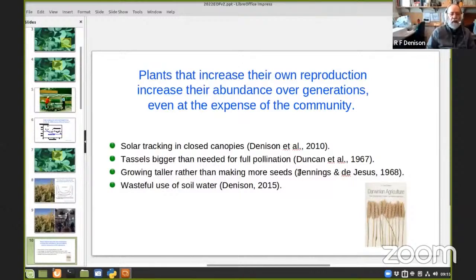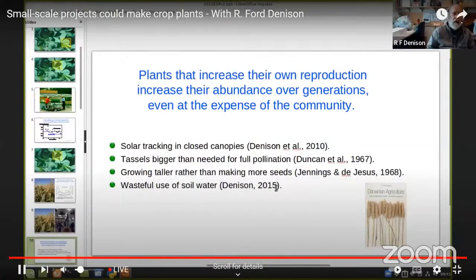They were able to more or less double grain production by these crops overnight. And there's still opportunities here for making plants more cooperative, so we get more benefit from them.